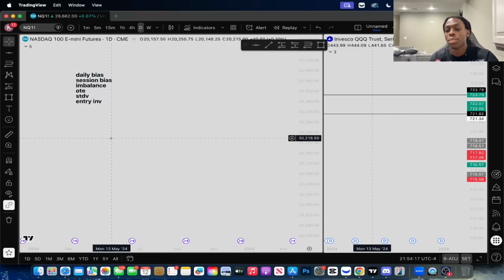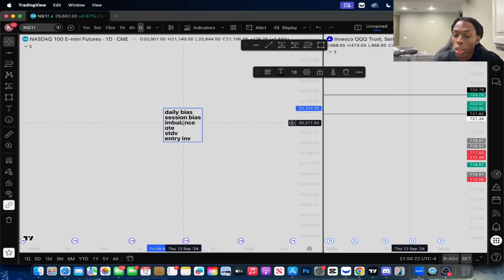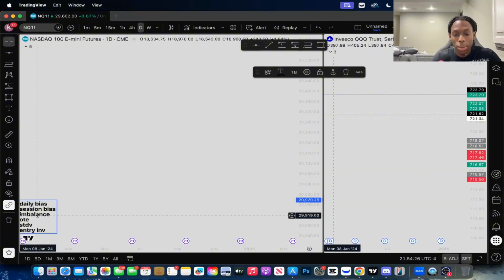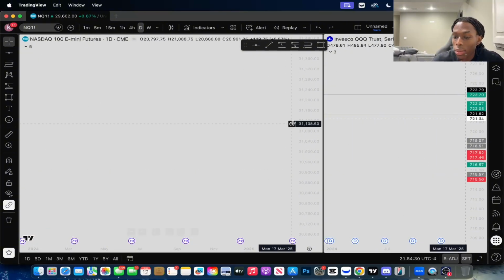Entry inversion. So this is critical. This is what I'm always looking for, so keep that in mind. First thing is the daily bias, right?